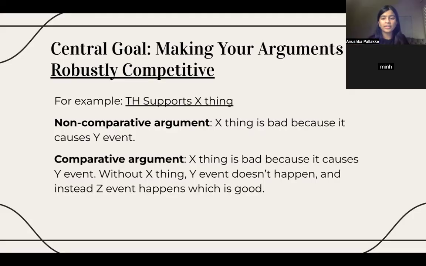So notice how not only does this argument have a lot more substance within the argument, but this argument is also a direct comparative, meaning it's going to be a lot harder for your opponent to rebut against it. Because number one, you're proving why the Y event won't happen, and you're also proving why the Z event happening is bad.